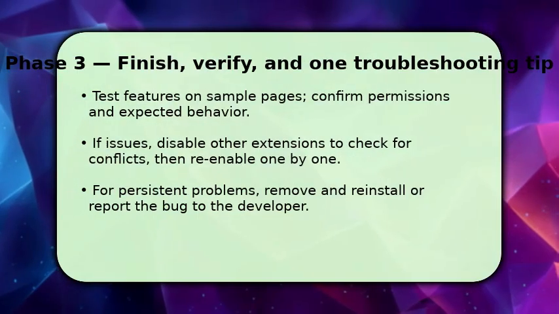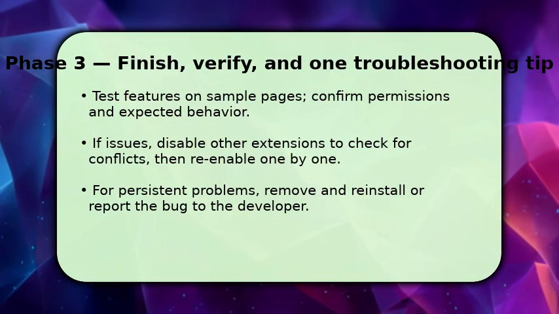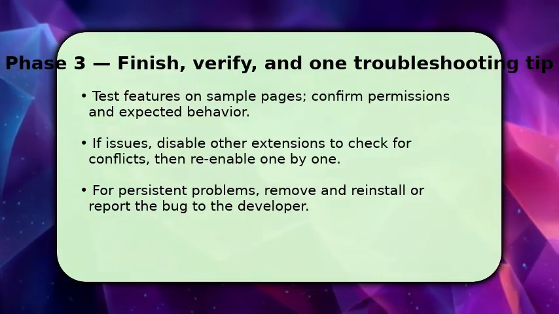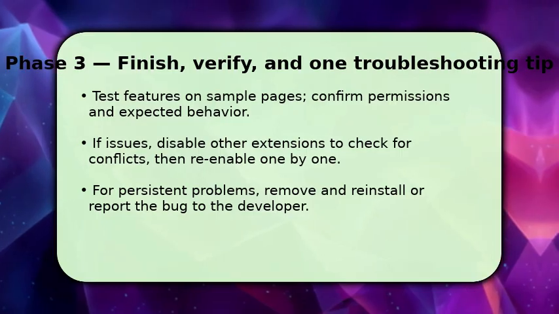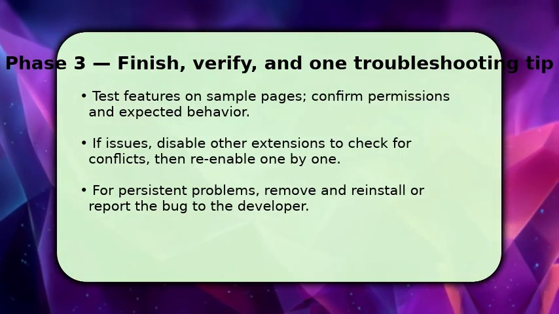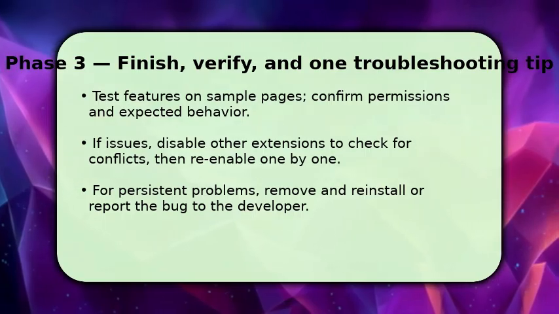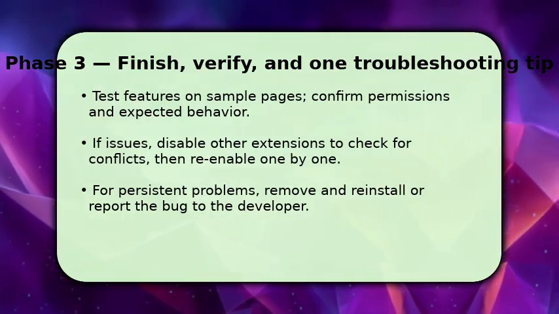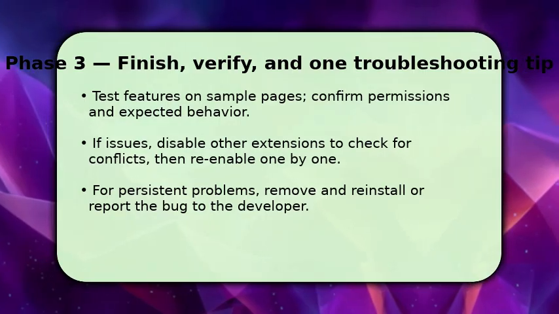You should now test the extension across a few pages to confirm it behaves as expected. Check permissions if something is blocked. If it misbehaves, disable other extensions to isolate conflicts, re-enable them one at a time to find the culprit. Make sure Chrome is up to date, then try removing and reinstalling the extension if problems persist.